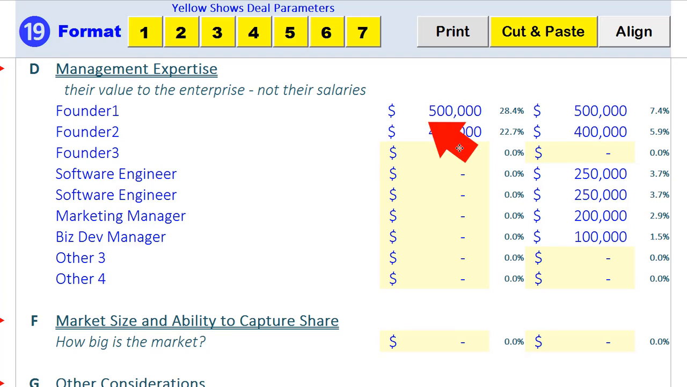Obviously, there's just a couple here, but as the company gets bigger, you may actually have a few more people involved for this round one valuation.